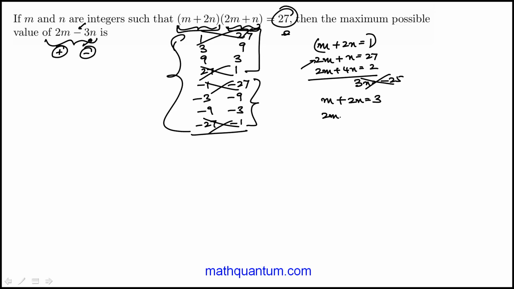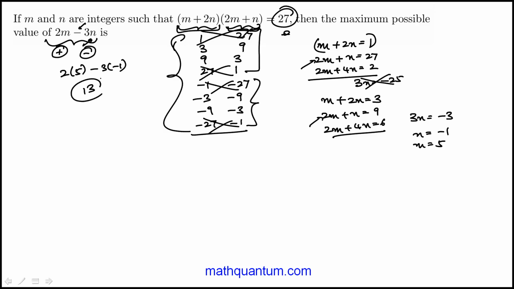And if we do that, 2m plus n is 9. Again, we double the top equation, 2m plus 4n equal to 6. Then subtract the top from the bottom. 3n is minus 3, n is minus 1. And then m would come out to be 5. If we plug that in here, minus 3 minus 1, that's going to give us 13.